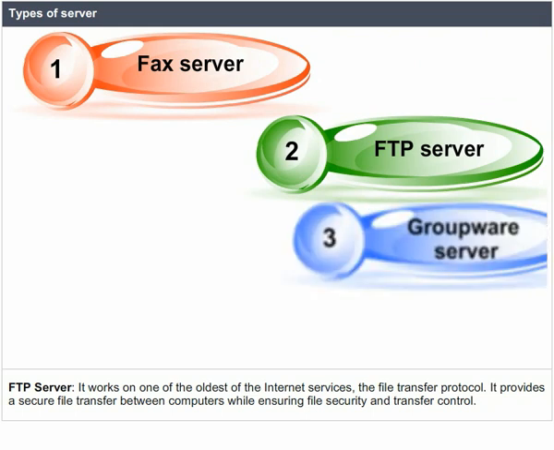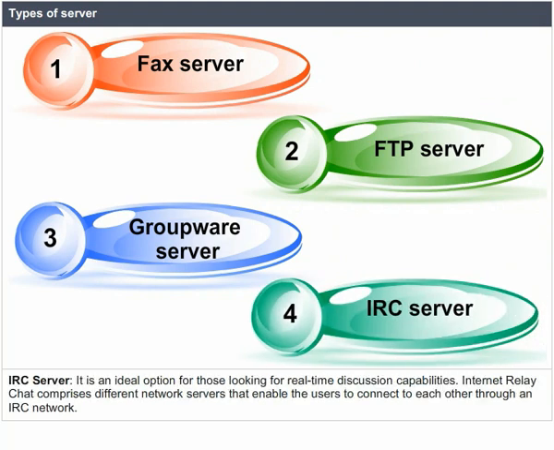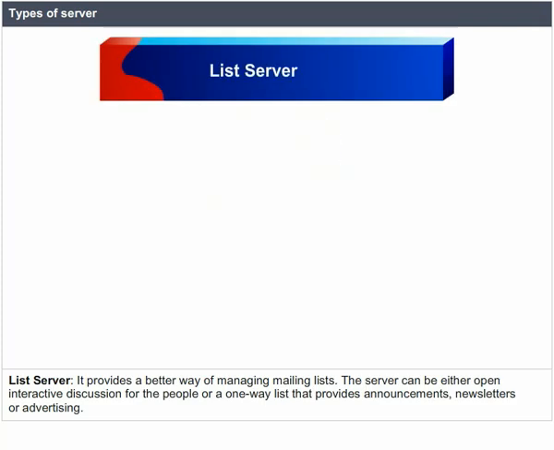Groupware server. It is designed to enable the users to work together, irrespective of the location, through the Internet or a corporate intranet and to function together in a virtual atmosphere. IRC server. It is an ideal option for those looking for real-time discussion capabilities. Internet Relay Chat comprises different network servers that enable the users to connect to each other through an IRC network. List server. It provides a better way of managing mailing lists.